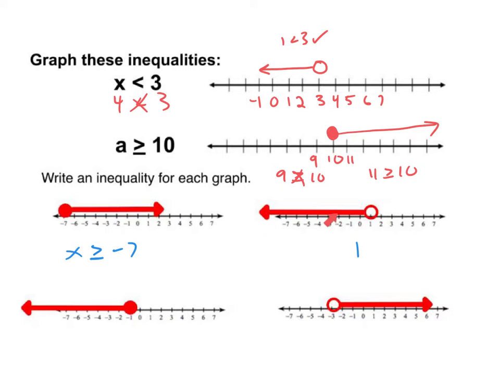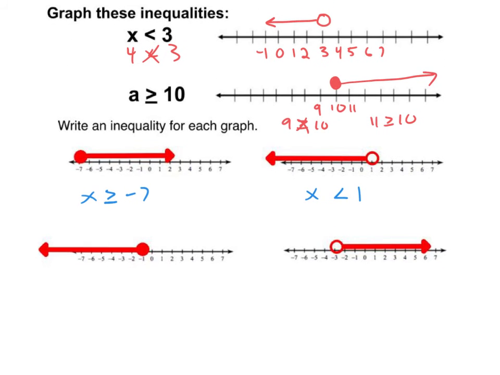And it looks like all my numbers are smaller than it, so I want to say that x is going to be smaller than, or less than, 1. 1 is going to be bigger than it. I don't need the line because it's an open dot. Same type of thing on the next one.